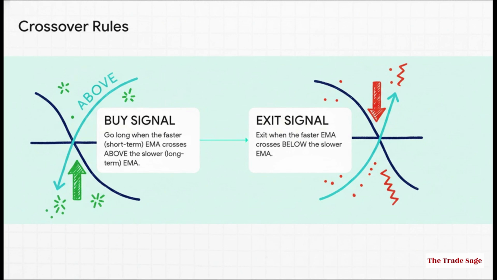Now, the rules are a little different. We don't really care about the stock's price anymore. Instead, you get your buy signal when the faster short-term line crosses above the slower long-term line. This is like a confirmation that upward momentum is building. And your exit signal? You guessed it, it's when that faster line crosses back below the slower one.